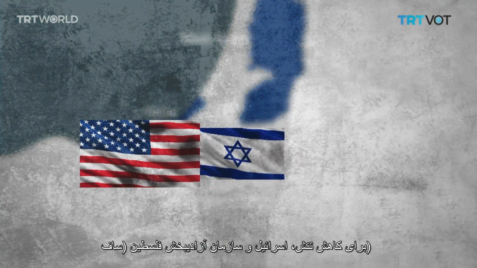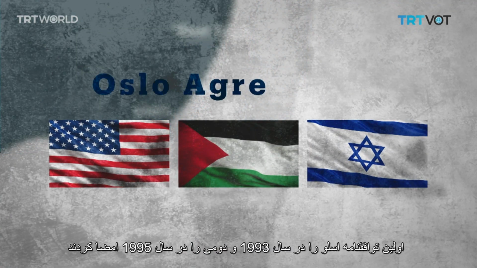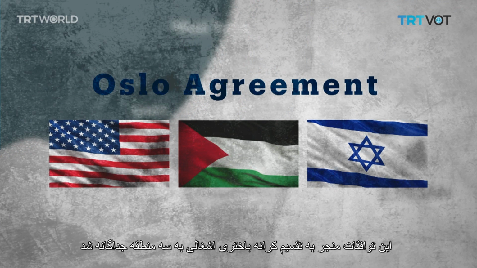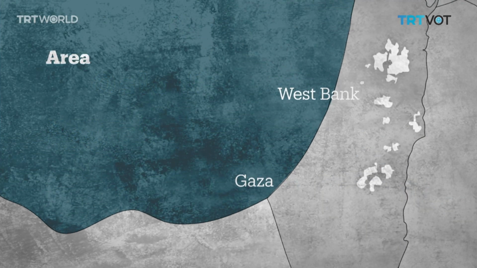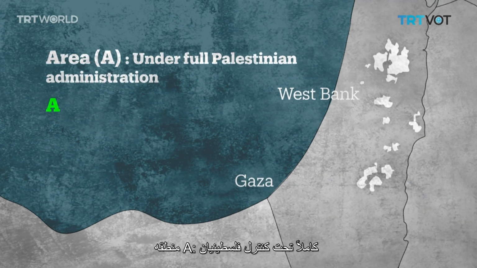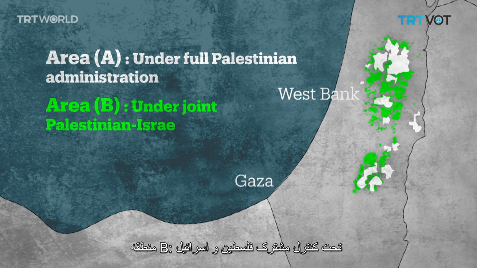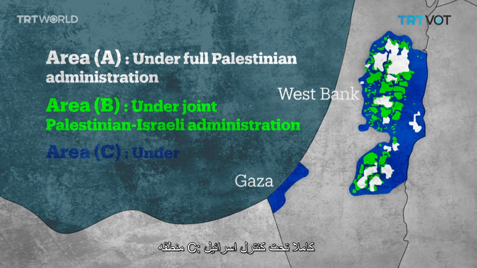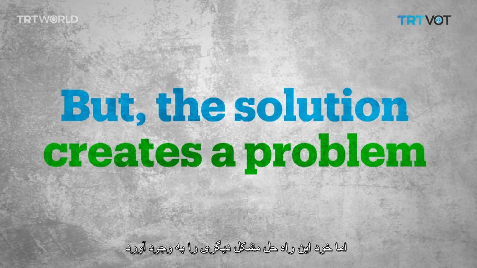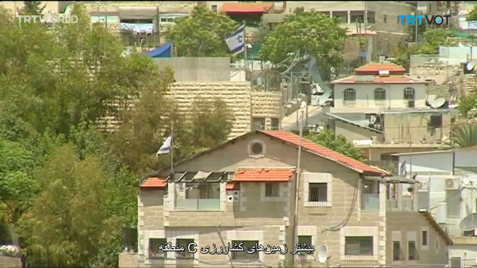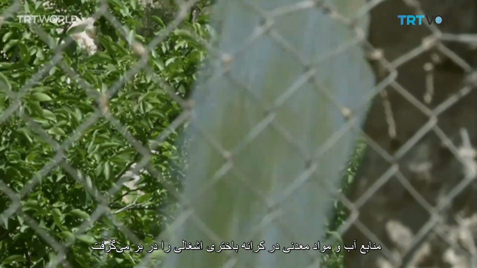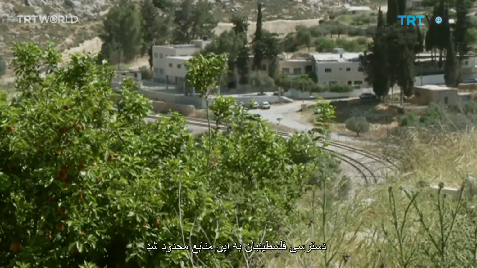Aiming to decrease tensions, Israel and the PLO signed the first Oslo Accords in 1993 and the second in 1995. The agreements lead to the splitting of the occupied West Bank into 3 sections. Area A under full Palestinian control, Area B under joint Palestinian-Israeli control, and Area C under full Israeli control. But the solution creates a problem. Area C contains the majority of the occupied West Bank's agricultural land, water, and minerals. Palestinians have limited access to these.